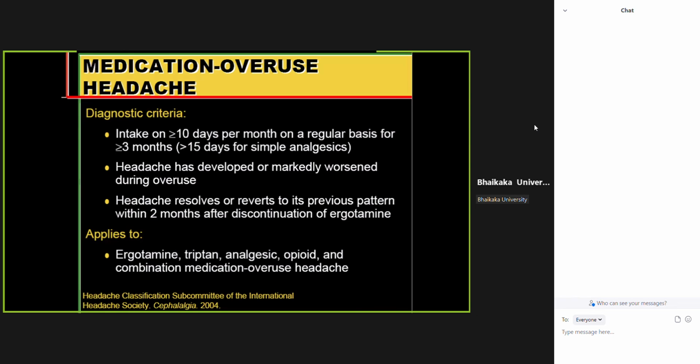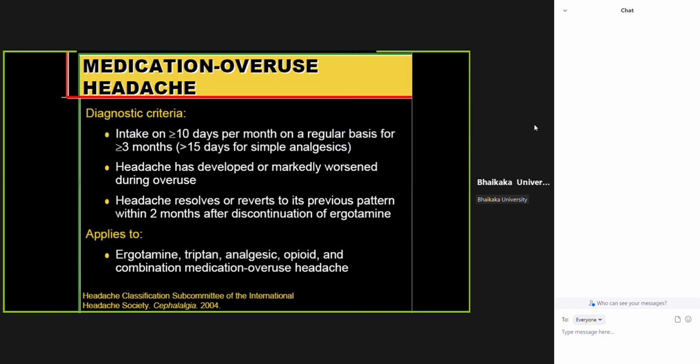Because of that, we find some patients who develop worsening of headache because of overuse of analgesics. Okay, and just by simply stopping the analgesic drugs, you can cure that headache. That is known as medication overuse headache. What is the diagnostic criteria?